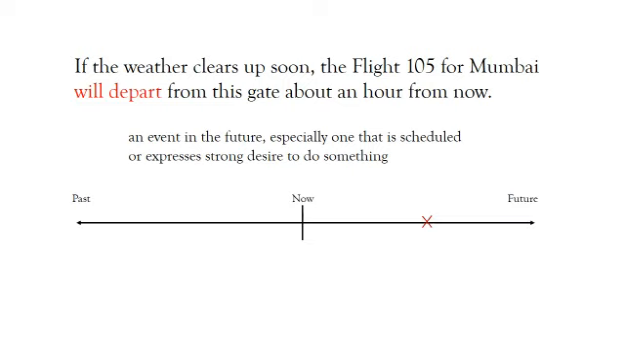So it is the same diagram as the one before for be going to. We are in the present moment, and we are talking about something that is scheduled to happen in the future. And what is this thing that is scheduled to happen? The flight 105 for Mumbai will depart from this gate, which is in the future. This is the simple future tense.